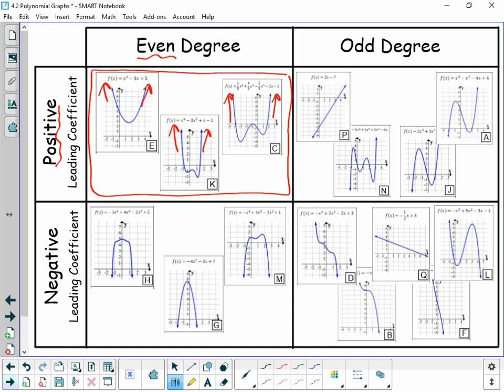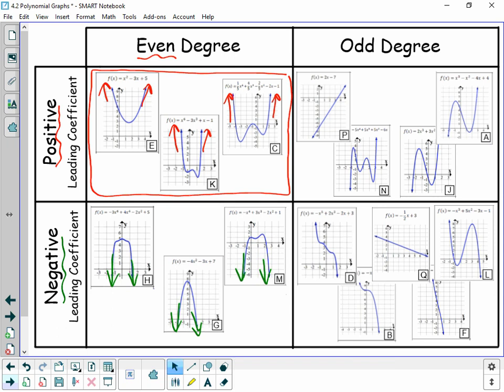We compared that to the even degree polynomials that had negative coefficients and found that the negative coefficient was a reflection, reflecting it downwards so that now both ends are going down towards negative infinity. So for even degree polynomials, you'll always see those two ends, the right side and the left side, either both going up if it has a positive leading coefficient, or both going down if it has a negative leading coefficient.